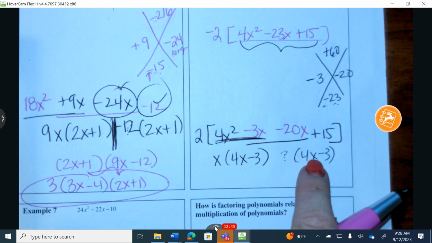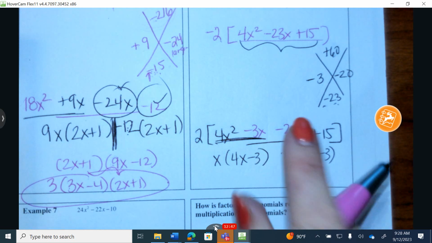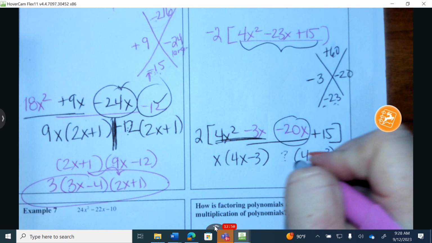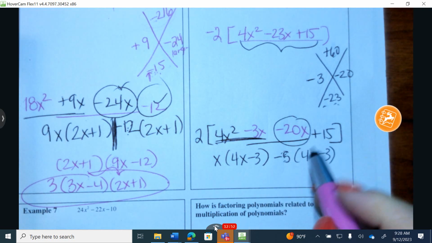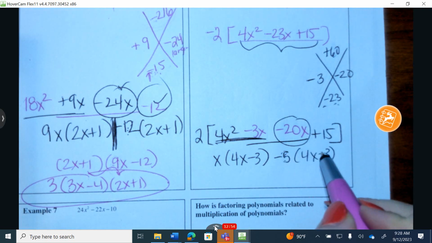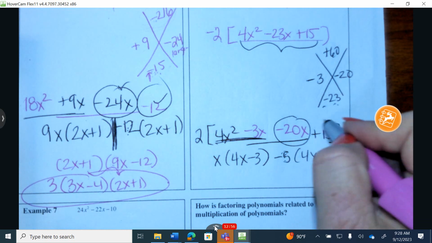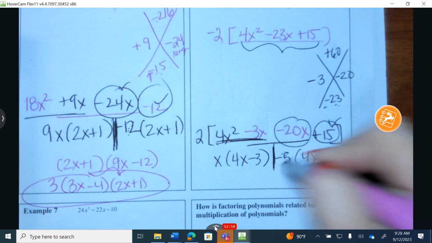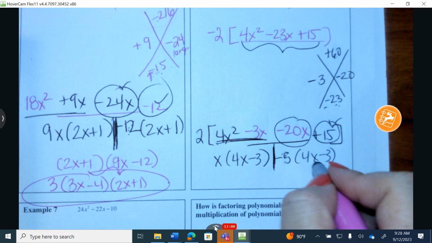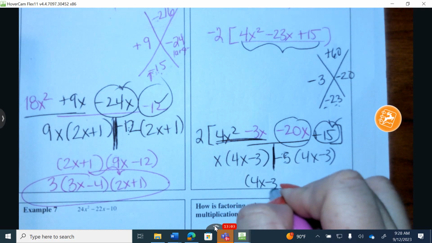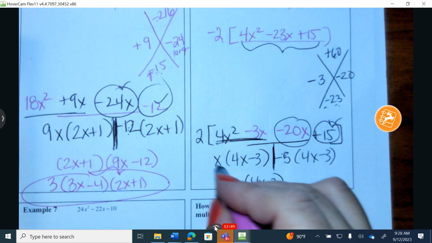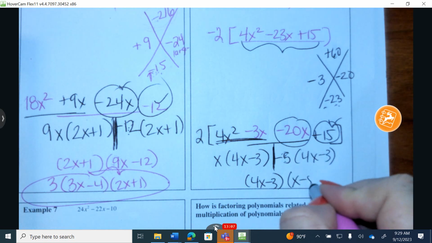What times 4x gives you a negative 20x? Anybody? Negative 5. Let's make sure that worked. Is negative 5 times negative 3 a positive 15? It is. So we are just about done. They both have the parentheses 4x minus 3. It's called a factor. In front of the first is x. In front of the second is negative 5.